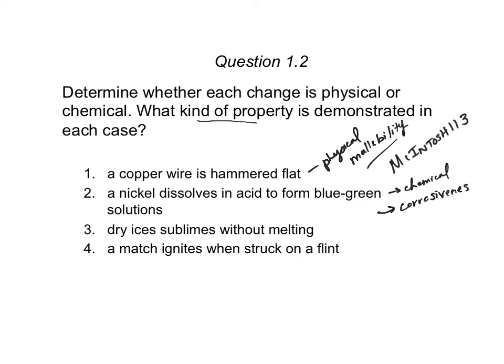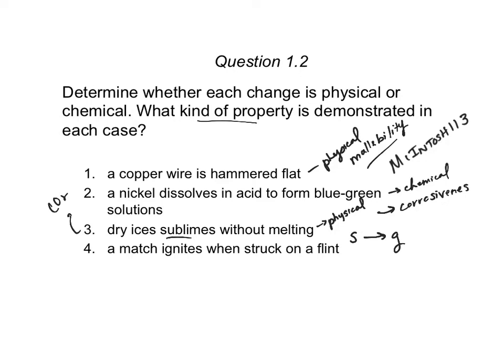What about dry ice subliming without melting? What is sublimation? This is going from a solid, but instead of going through the liquid phase, it passes directly into gas. So what is dry ice? This is just CO2. So solid CO2, nice and cold, immediately goes into the gas phase. That is what subliming is. So is this physical or chemical? This is physical. I don't even know what you would call that as a property. Sublimation point, maybe. We'll just leave it like that.